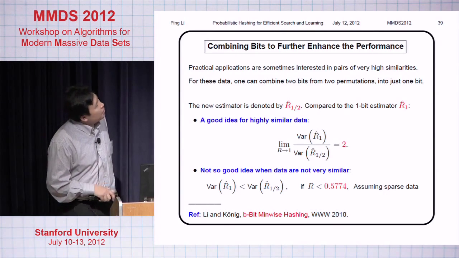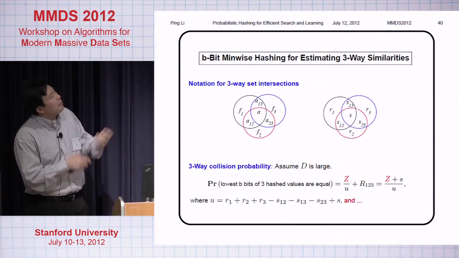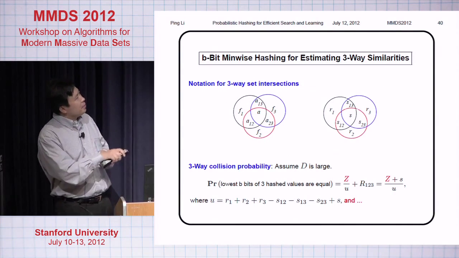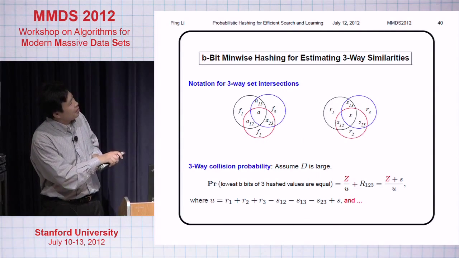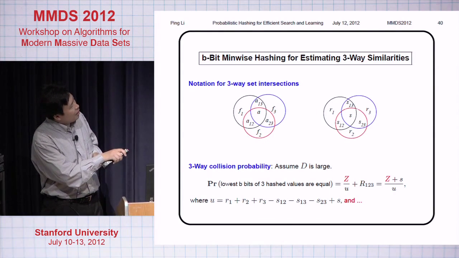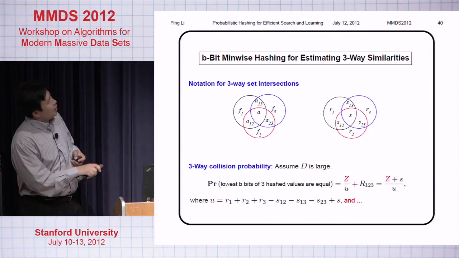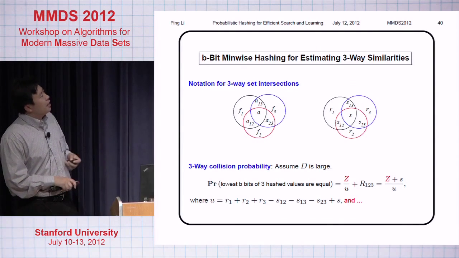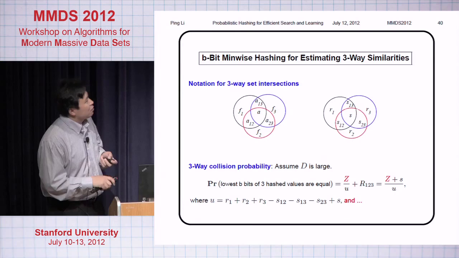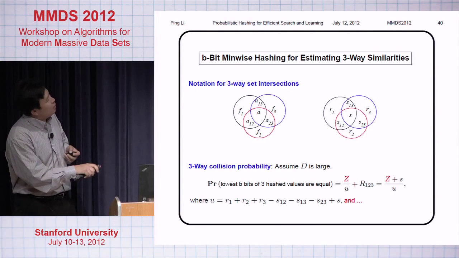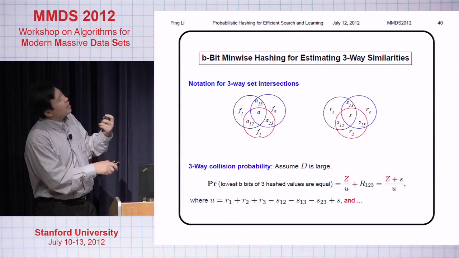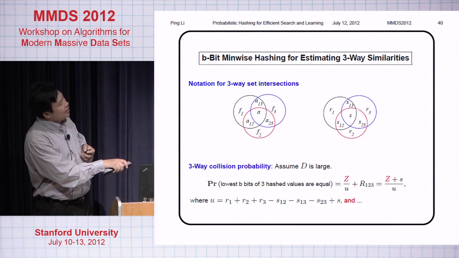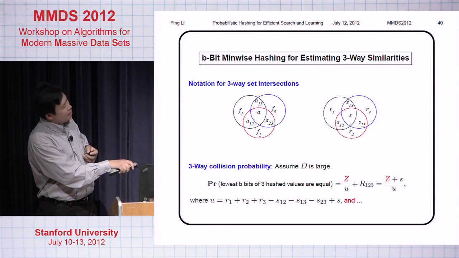And so it can also be used for estimating 3-way similarities. So what do we mean by 3-way? So instead of 2 circles, now we get 3 circles. We want to estimate the similarity, this little a here. So now we need a probability formula, and it's a fun exercise to do that. Again, we get the probability formula that if you take 3 hash values, the lowest b bits are equal is this simple formula, the z divided by u plus the similarity.